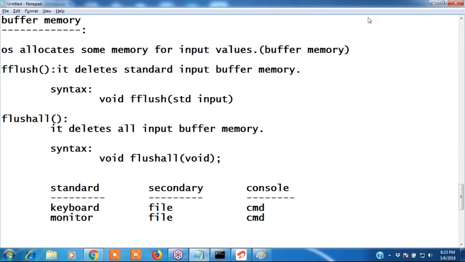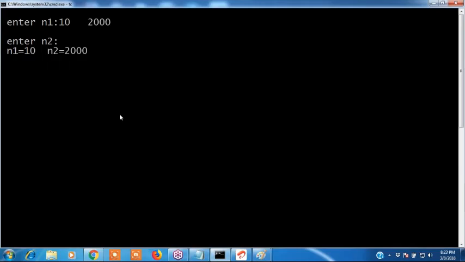Okay, see, when we use this fflush, see this. Here we have written n1 and n2. First the n1 value; we need to enter it like this: n1 is 10, n2 is 20. If we sometimes enter like this, 10 space 20, now it is taking both and it is not asking for n2. It has to ask for n2 also.